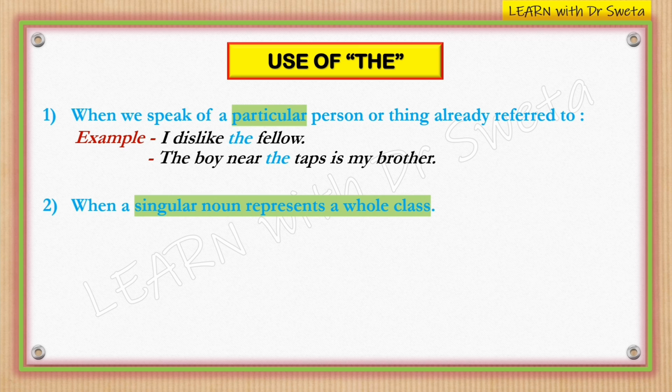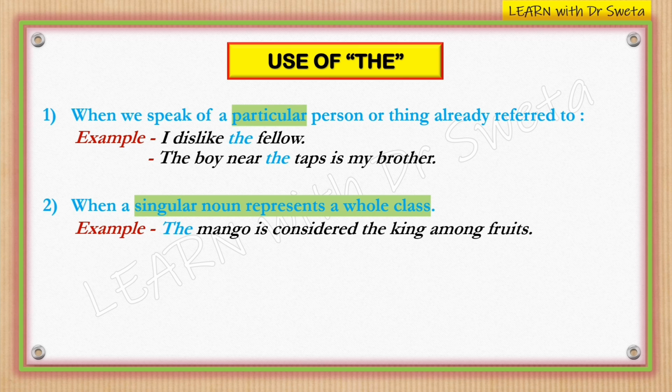Next is, when a singular noun represents a whole class, "the" is used. That is, when a singular noun can represent an entire category or species of something. For example, the mango is considered the king among fruits. Here referring to all the mangoes as a class. The ass is used as a beast of burden, referring to the species as a whole.